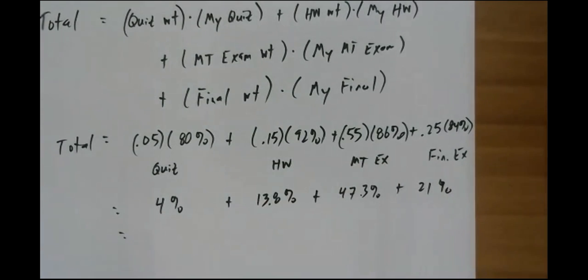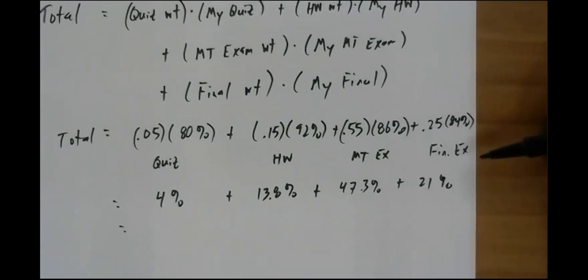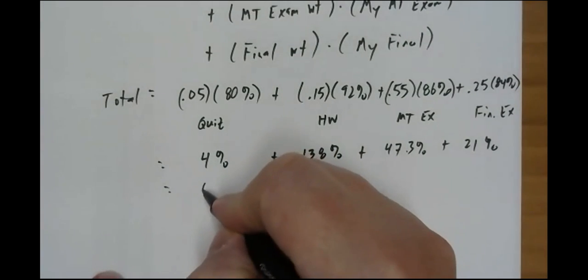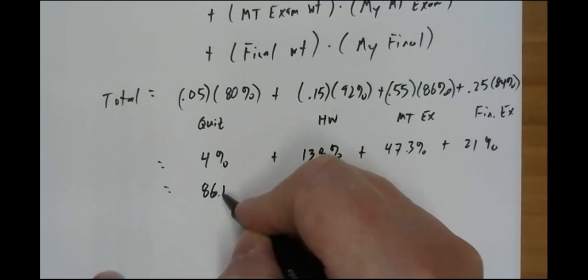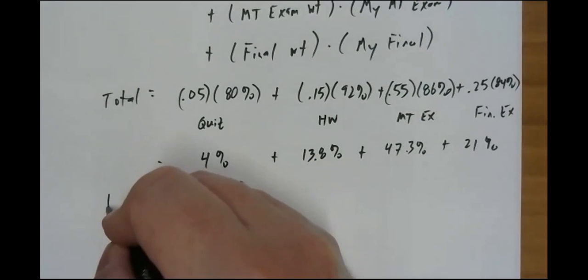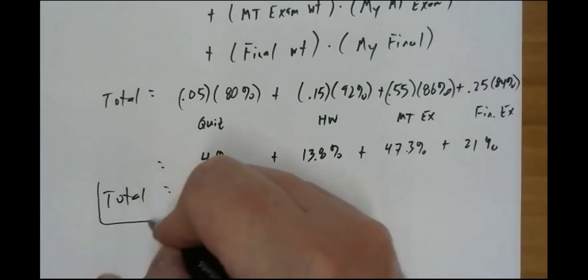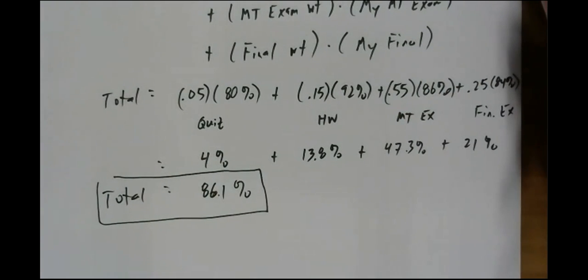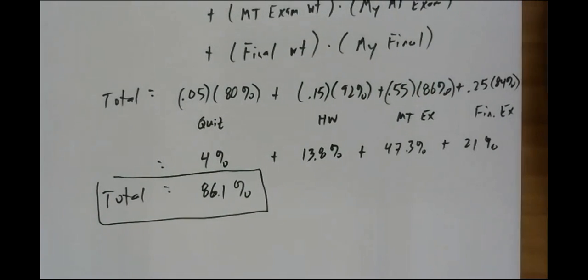Now, if I add all these together, this should equal my total overall grade. So 4% plus 13.8% plus 47.3% plus 21%. If you remember from the Ivy Learn Gradebook, that is what it said. My total grade was 86.1%.